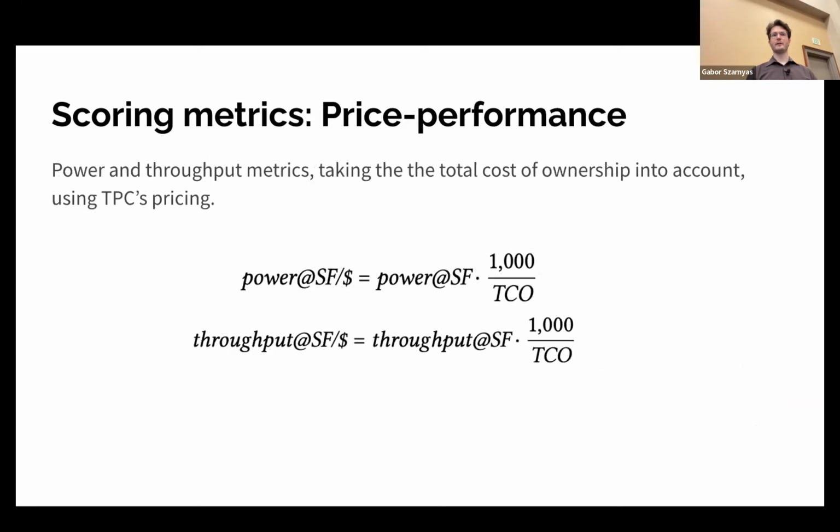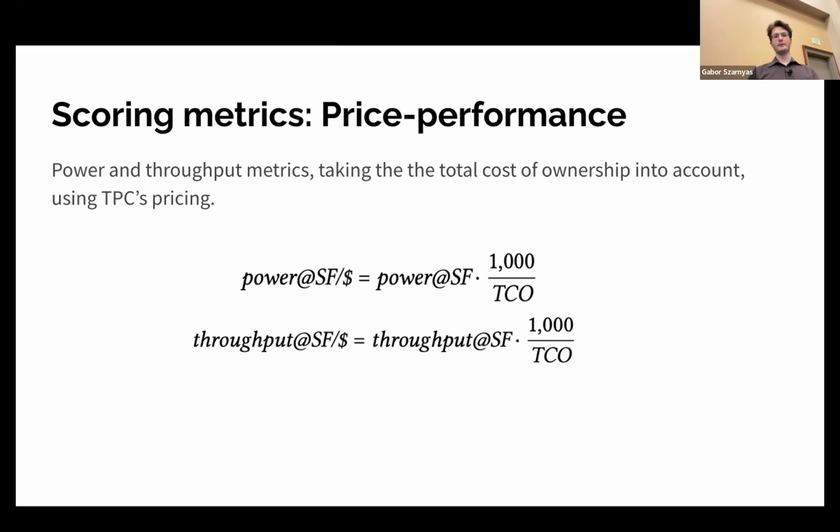Once these metrics are calculated, we create price performance metrics. We do this by multiplying them by 1,000 and dividing them by the total cost of ownership. The total cost of ownership includes the software licensing cost, software maintenance cost, and also the cloud costs.